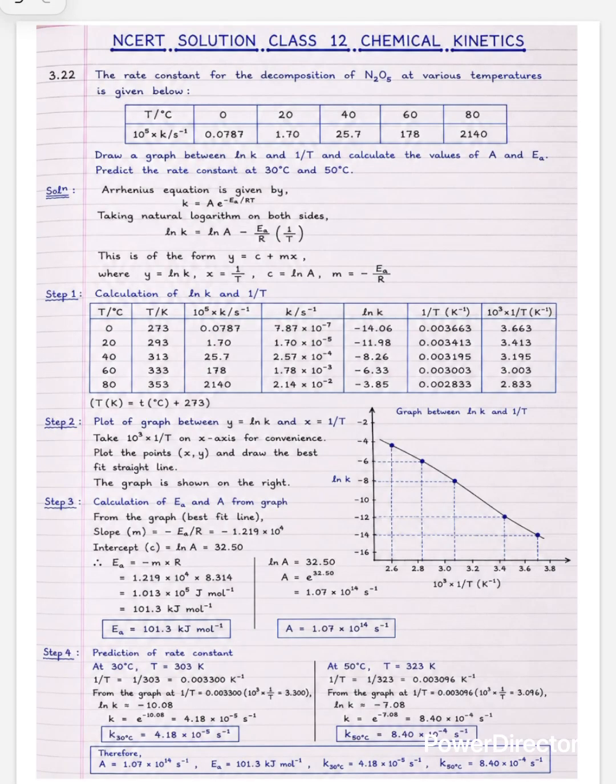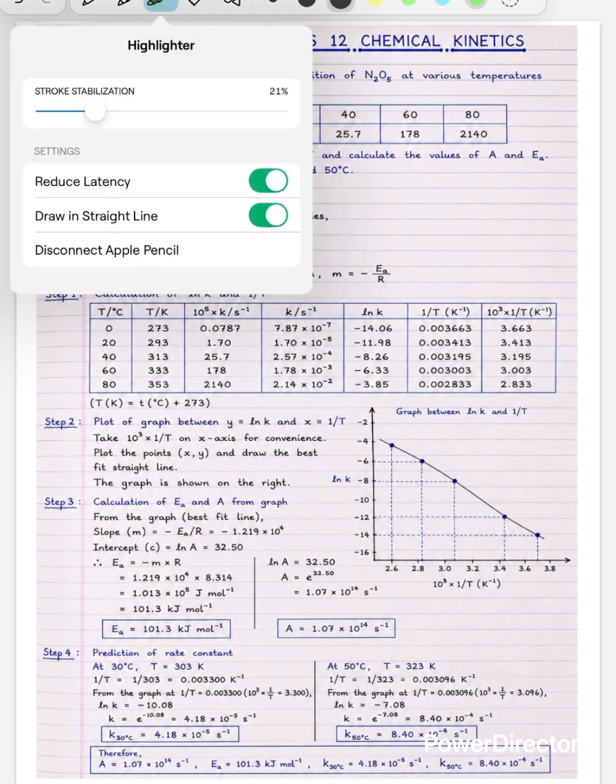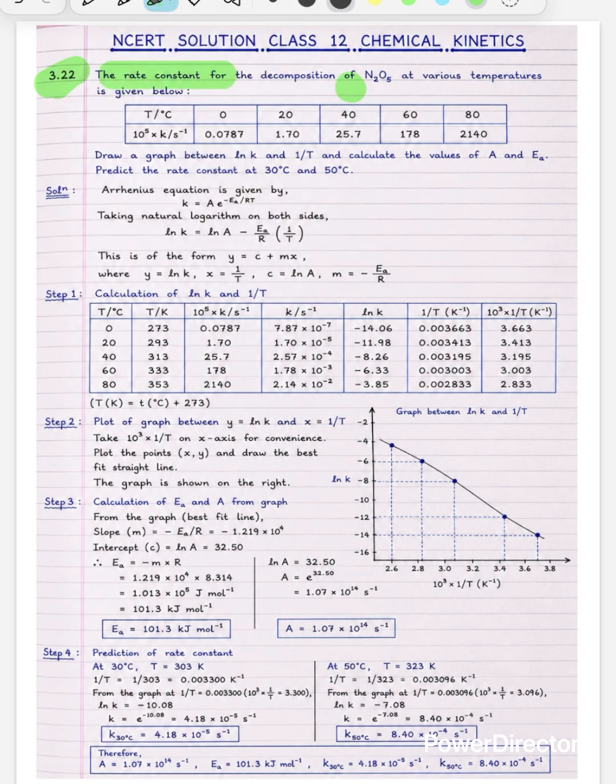Good evening, friends. This is question number 3.2 from the NCERT chapter, and the chapter is chemical kinetics. The rate constant for the decomposition of N2O5 at various temperatures is given below.